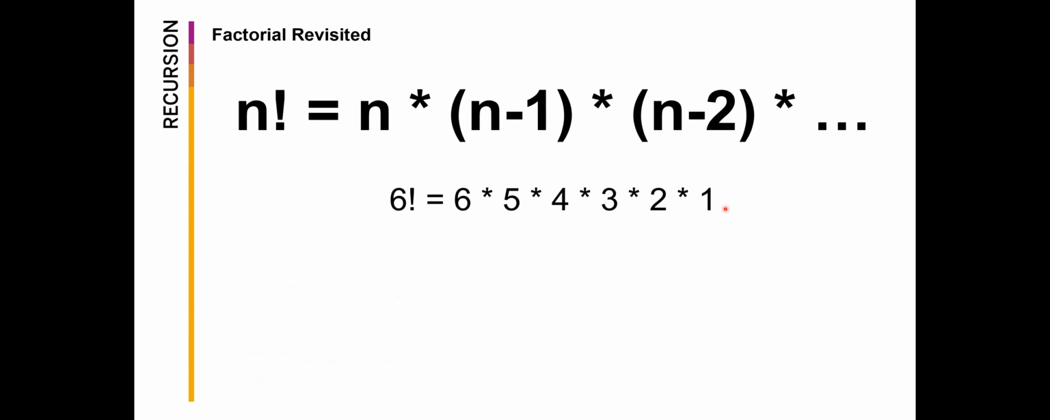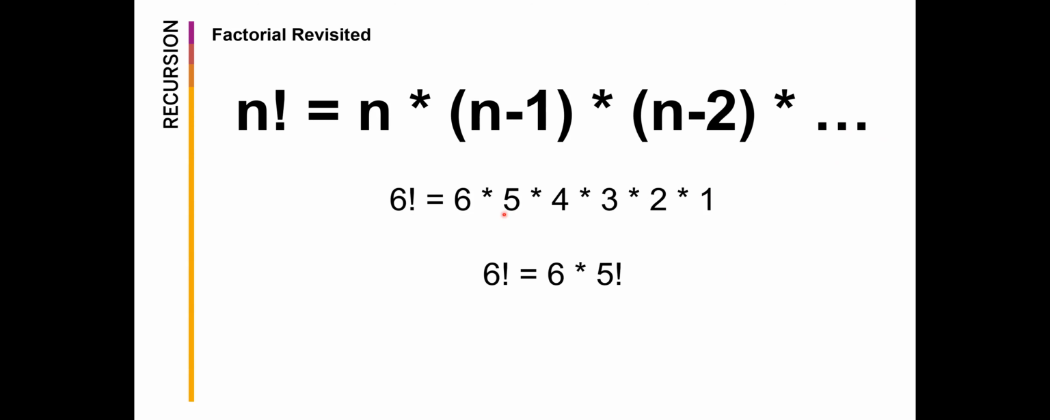Okay, so if we go with 3 factorial, that means 3 times 2 times 1. If we have 100 factorial, that means 100 times 99 times 98 times 97 and so on. So it's an ellipsis, dot, dot, dot.